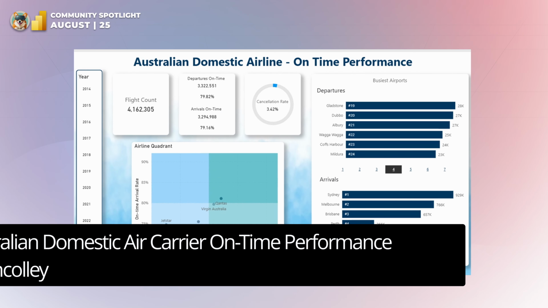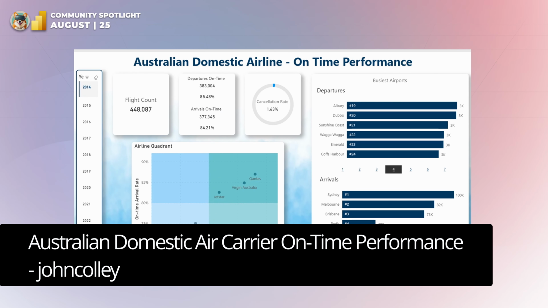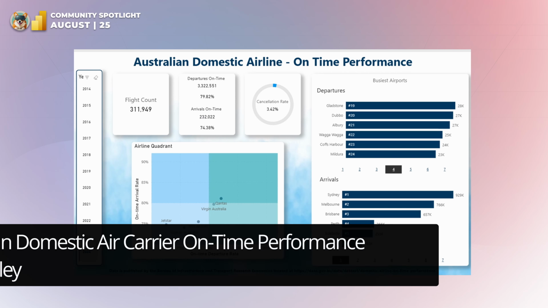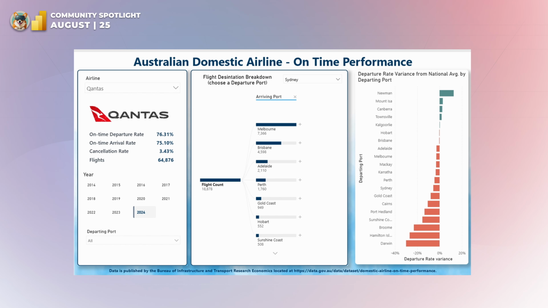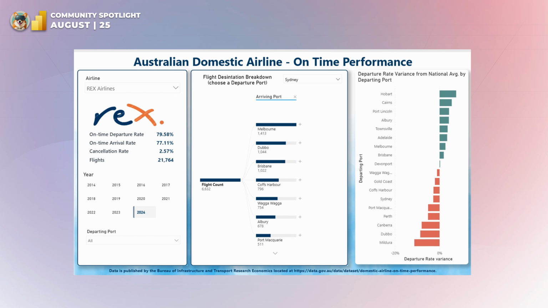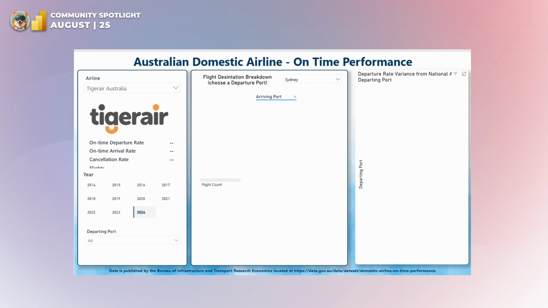At number 1 we have Australian Domestic Air Carrier On-Time Performance by johncolley. Built on real aviation data, it's clean and very easy to follow. I actually like how the author used pagination to navigate the bar chart. On top of that, the author shared the data source link and PBIX file, which is really helpful if you want to explore it by yourself.